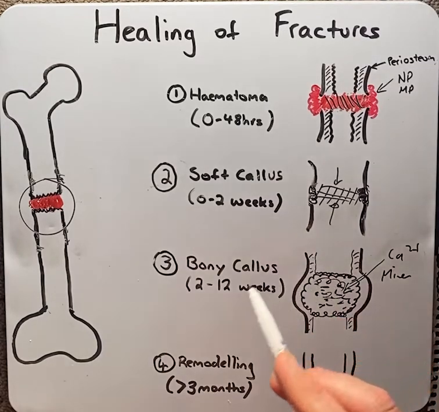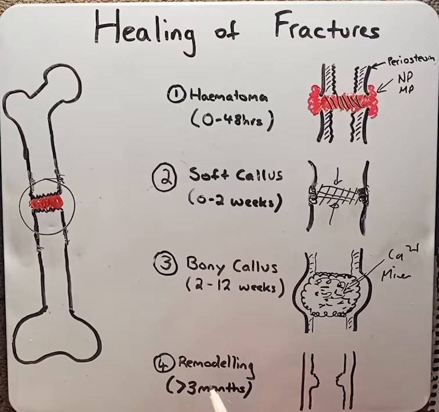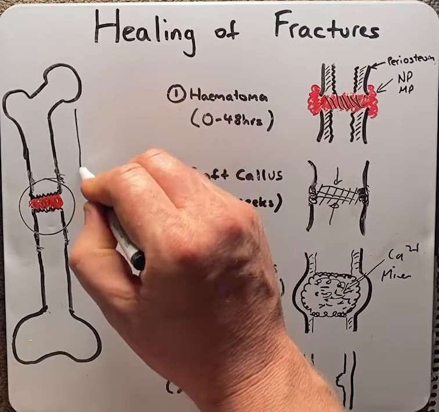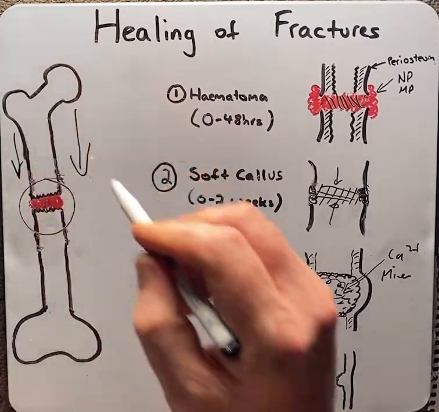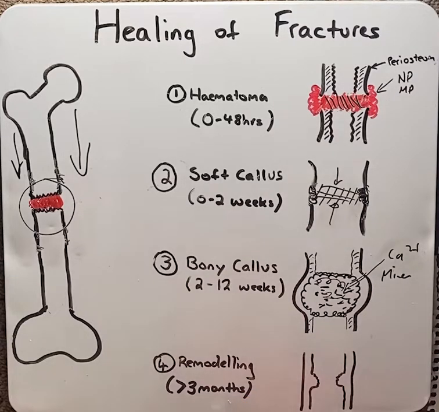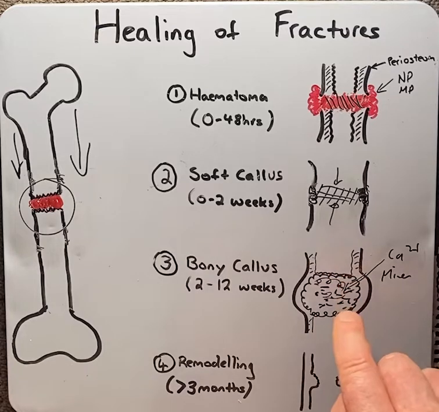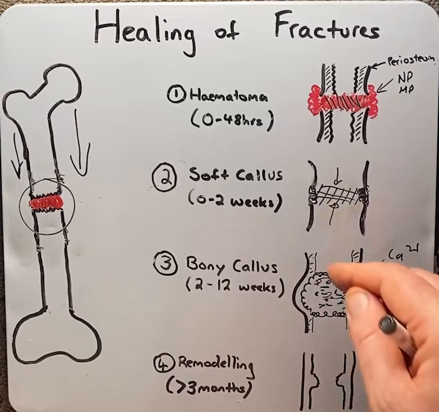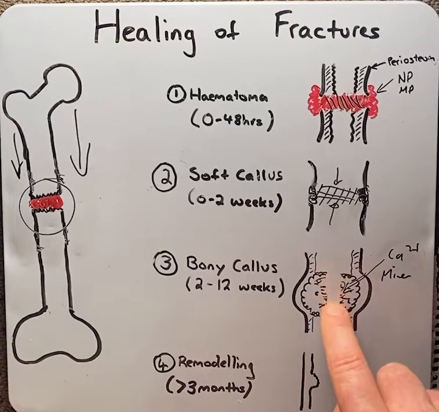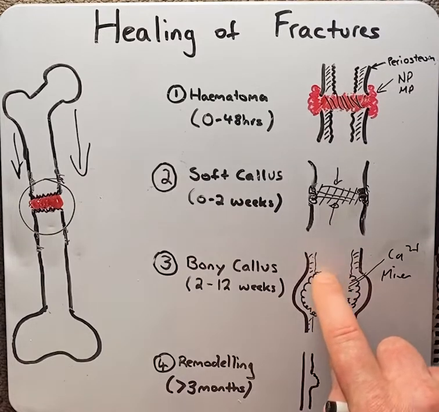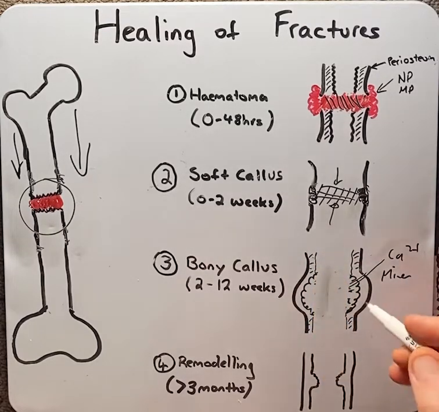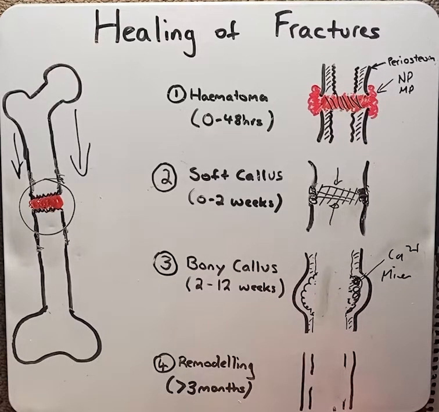Moving into the remodeling phase, as we start to weight bear, so as we start to put force down into the bone, this causes remodeling. So osteoclasts start to take away tissue that is not physically stressed, so we start to lose some tissues, whereas the areas that are stressed will thicken, and this ultimately will reduce the size of the bony callus and hopefully restore the bone to its original integrity.